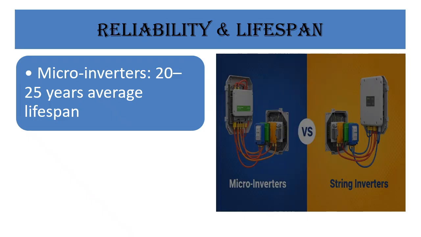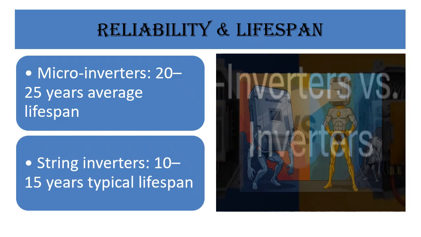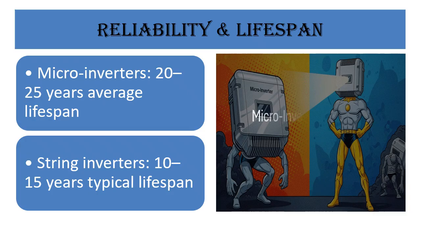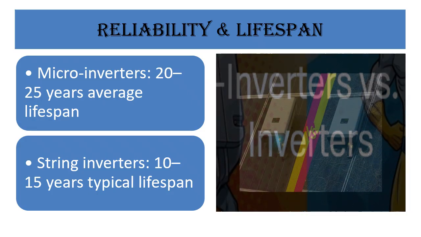Reliability and lifespan. Microinverters usually last around 20 to 25 years because they handle smaller loads and distribute work evenly. String inverters typically last 10 to 15 years and may need replacement once during the system's lifetime.